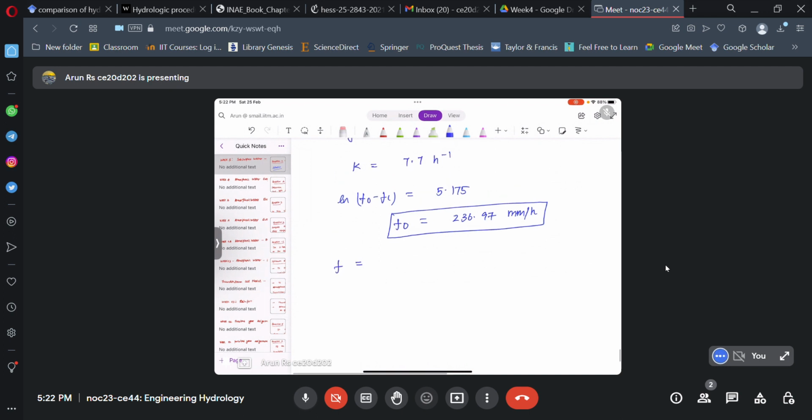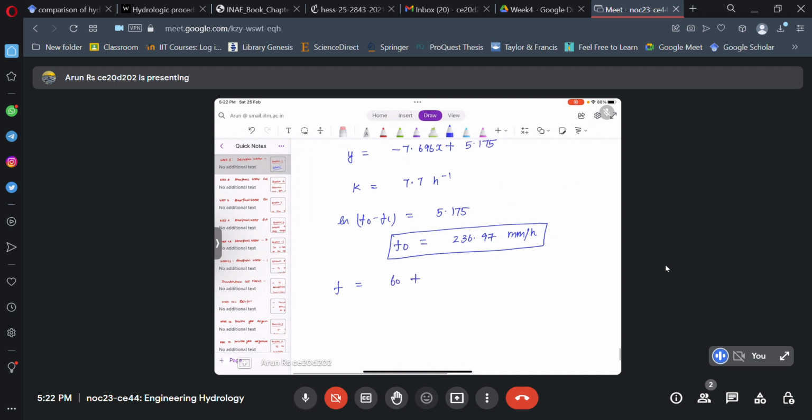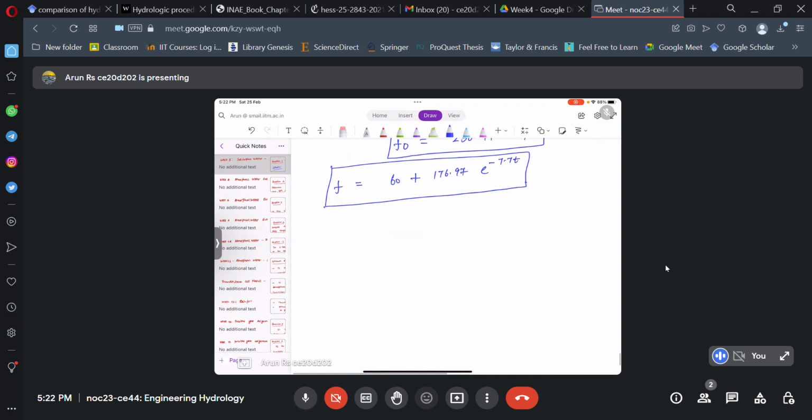F is equal to 60 plus 236.97 minus 60, that is 176.97, into e to the power of minus 7.70 t. So this is the Horton's model. Now we need to compute the depth of water that is infiltrated until the 100th minute.